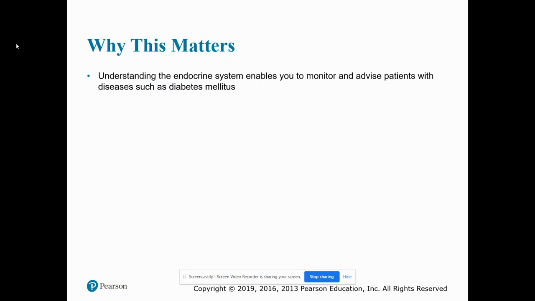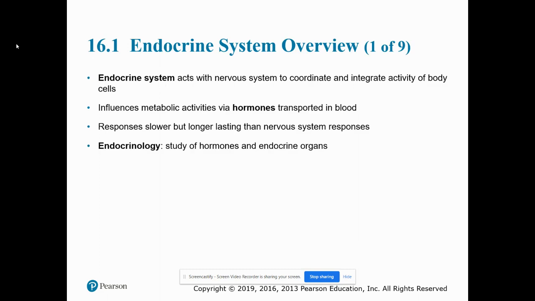So, the first thing we're going to talk about is why it matters. Like, why should we care about the endocrine system? Understanding the endocrine system is going to enable us to do things like monitor and advise patients with diseases such as diabetes mellitus.